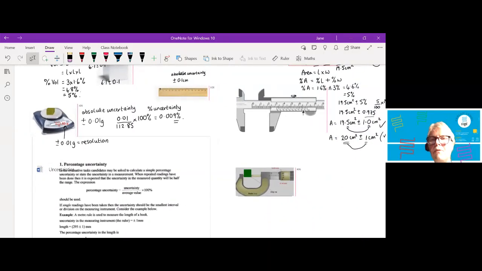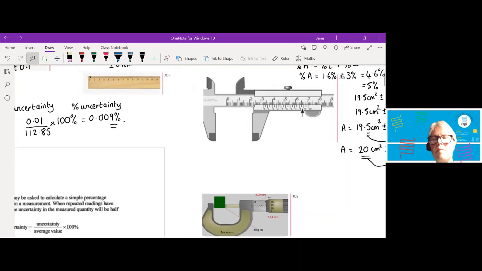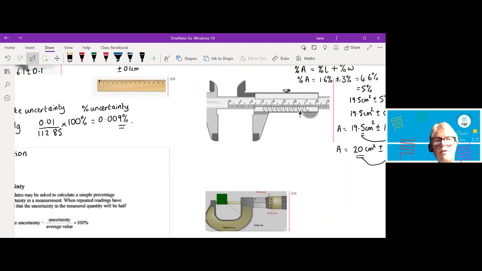Now, before we go on to looking at other uncertainties and how you deal with them, have a look at these 2 measuring devices. We've already done the ruler, where the resolution is plus or minus 0.1 centimetre. What I've got here at the top is what we call a vernier scale. You might have seen these, and you might have been given a digital one as opposed to a manual one.